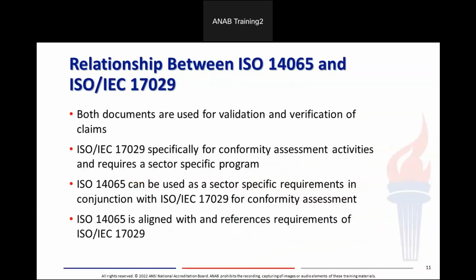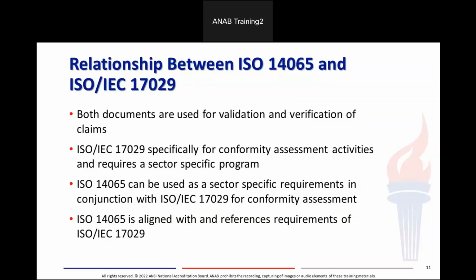So really the relationship between ISO 14065 and 17029 is that both documents can be used for validation and verification of claims. 17029, however, is specific for conformity assessment activities and does require a sector-specific program. 14065 can be used as a sector-specific program requirement in conjunction with 17029 for conformity assessment. But 14065 can also be used by itself, and it really is aligned with and references requirements in 17029. So while there are some differences in the scope, there are a lot of similarities in the requirements, as we will see in a few minutes.